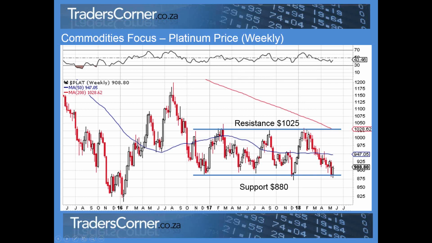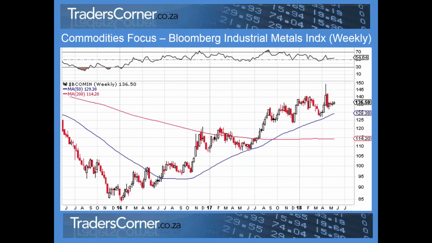I suppose it would need to break this downward sloping channel that's been intact for the last 3 or 4 months in order to open any further potential for a move back up towards the upper end of that trading range. But broadly speaking, it's still just range bound at the moment. All right, and then this is the Bloomberg Industrial Metals Index.